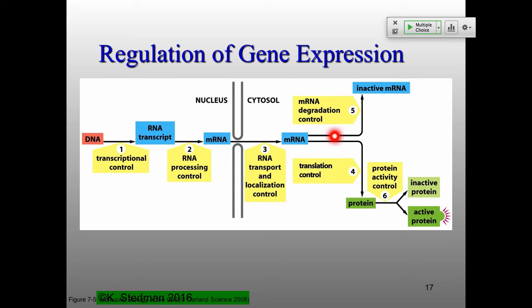We talked about this for malformed messenger RNAs, but it turns out that this is also heavily regulated. So if you have a particular RNA in one cell, you want to make a whole bunch of protein from it, you want that to be very stable. If, however, you have an RNA that you don't want to make a lot of protein from, you want to have it being very unstable. So we'll look at that.